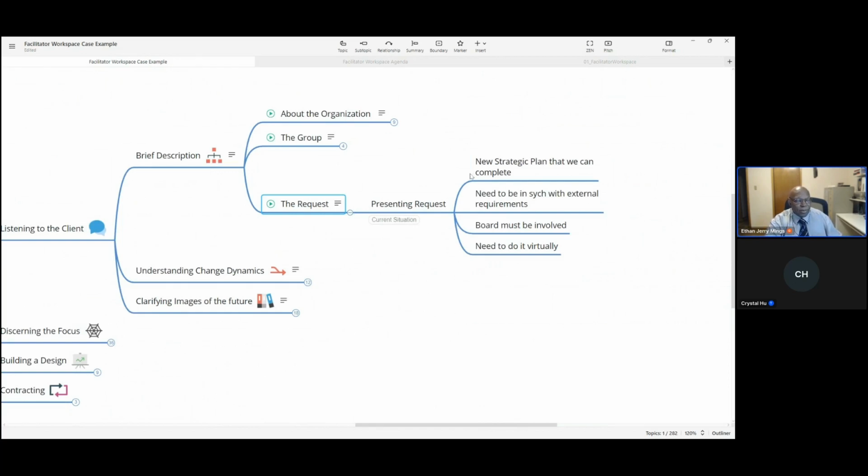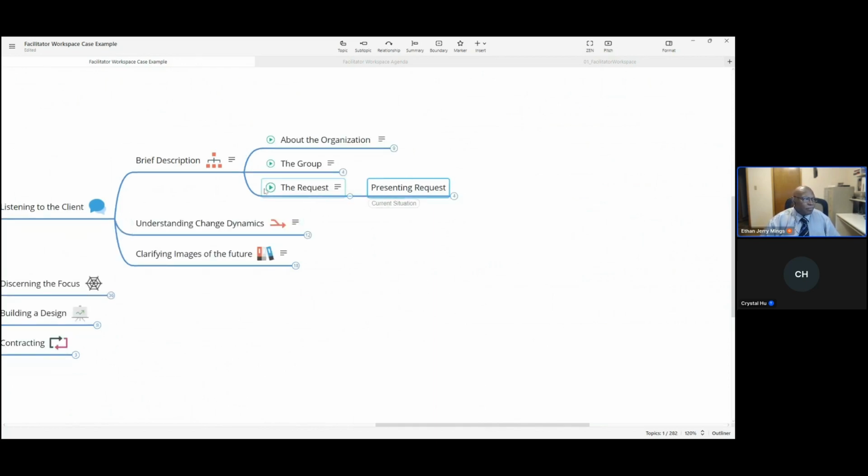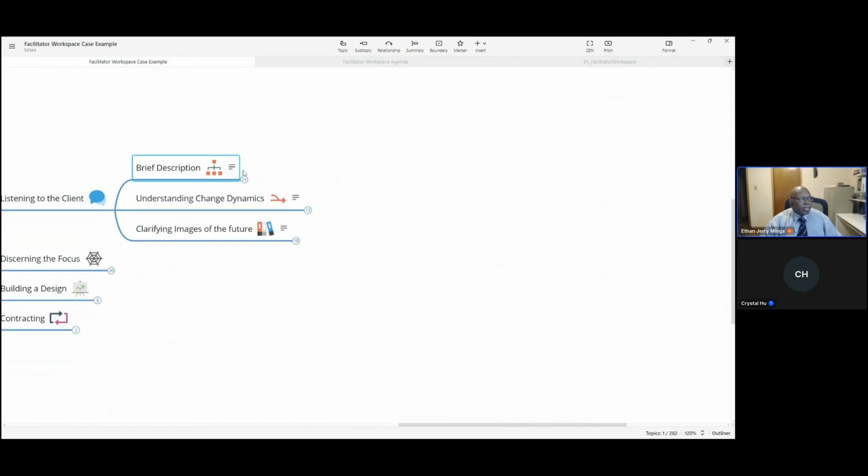They want to be in sync with external requirements, so that tells me something about external resources we need to talk about. The board must be involved, and interestingly enough, they want to do this entire event virtually. So now we have a brief description of what they were really hoping to do, and we can co-design with them. Then we can move on and talk about change dynamics.